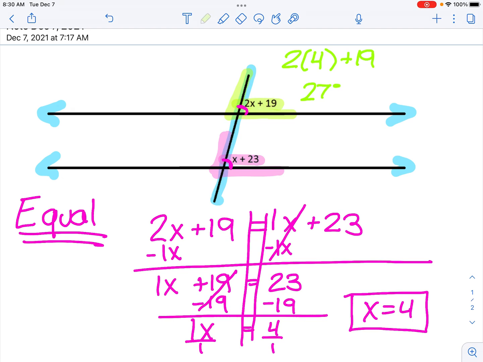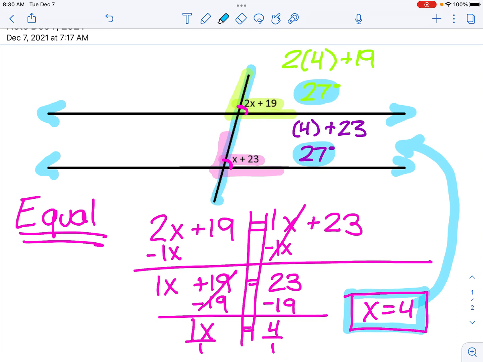Now I'm going to do the same thing on my second angle just to make sure that they're the same. In this one, it was x plus 23, so 4 plus 23, which again is going to give me 27 degrees. So my final answer is that these angles measure 27 degrees. X was still 4. I still got the correct answer for my variable, but I had to bring my variable up and plug it back in to find what my actual angle measures were. So when you see these pictures of angles, the first thing you could do is set them equal. That's kind of choice number 1.